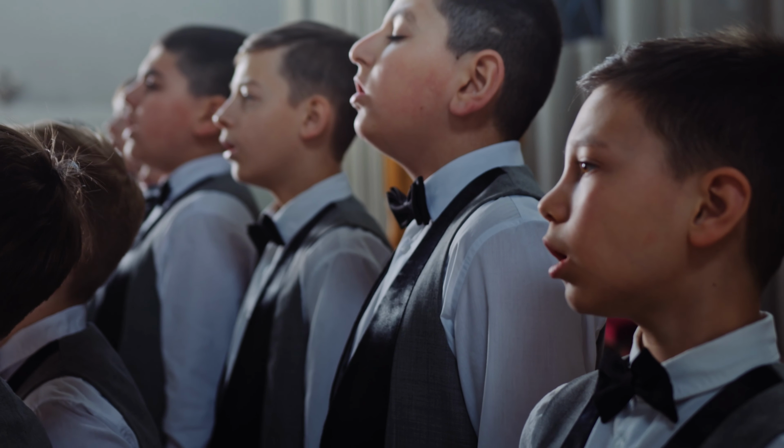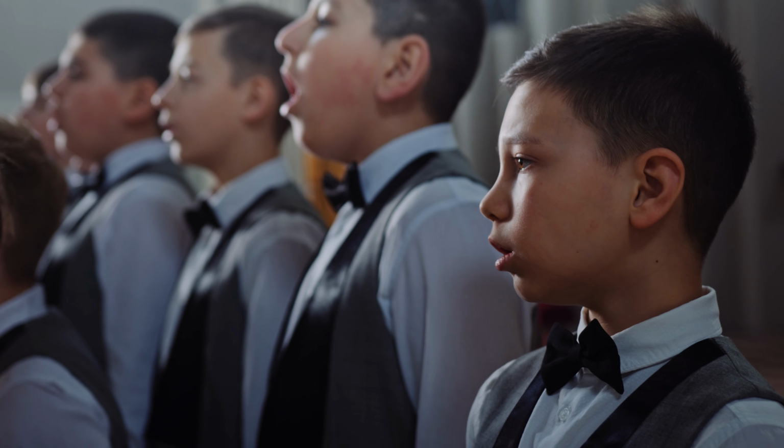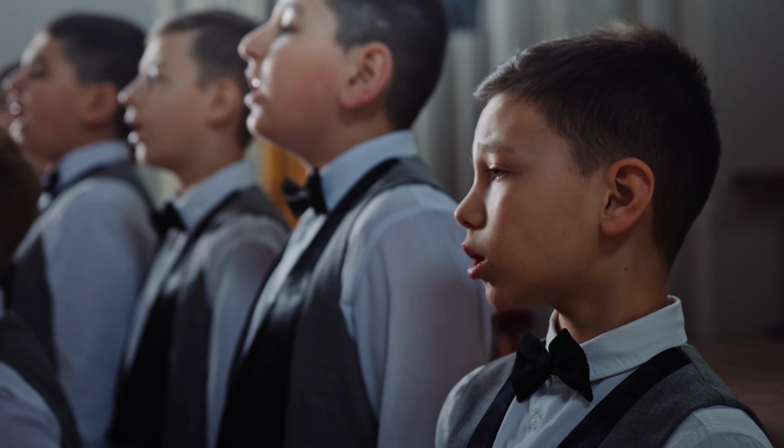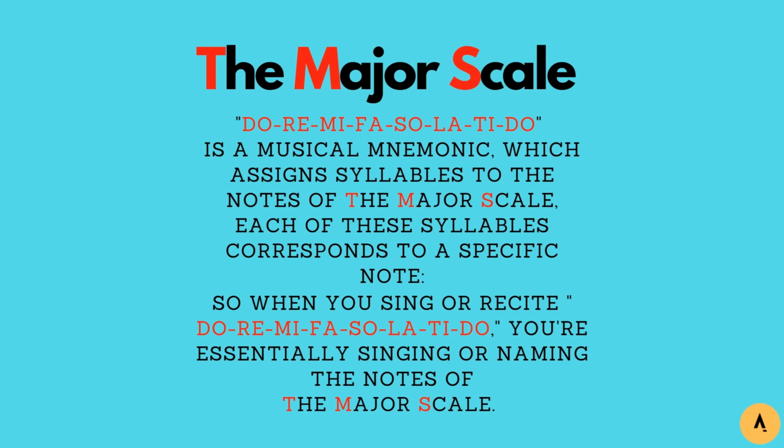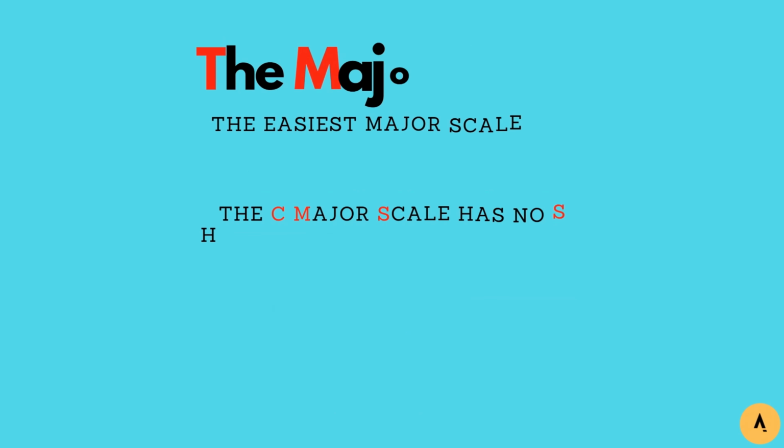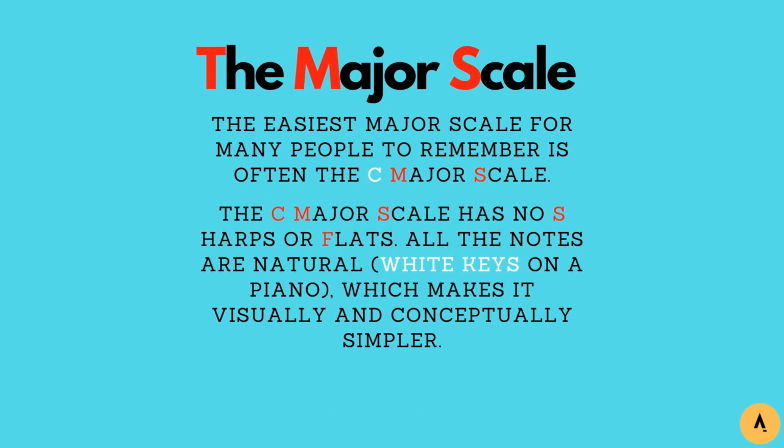When people sing, Do, Re, Mi, Fa, Sol, La, Ti, Do, they are actually singing the notes of a major scale. Each syllable represents a note moving upward in order. So today we're going to learn how that works on a piano. We'll start with the easiest one, the C major scale.